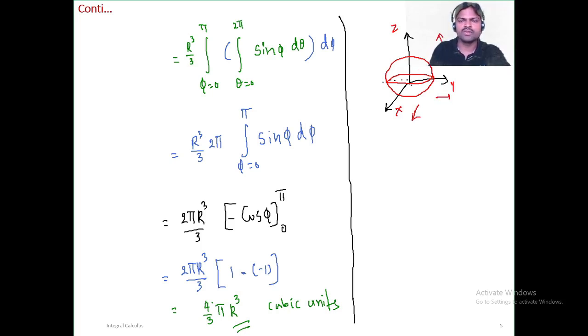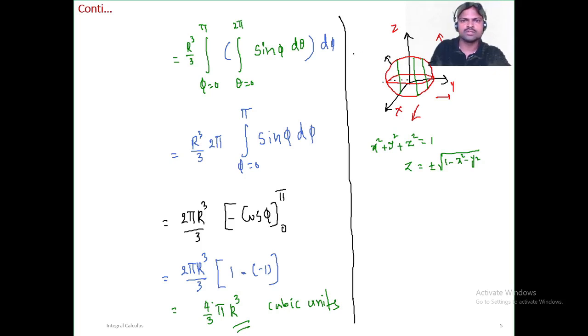Okay, z is varying from where to where? From bottom to top. Starting here and ending here, because I want the entire sphere. Because z varies vertically, right? So what is the sphere equation? The sphere equation is x square plus y square plus z square is equal to 1. So from this, z is plus or minus square root over 1 minus x square minus y square. If you take plus, you will get the upper portion.